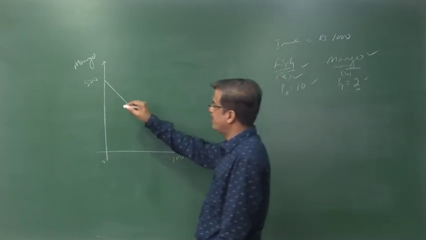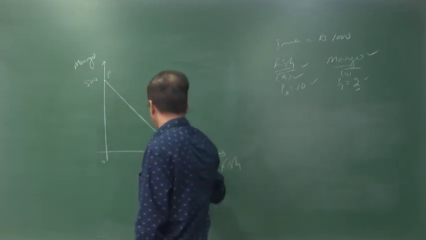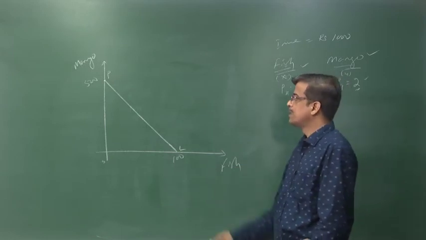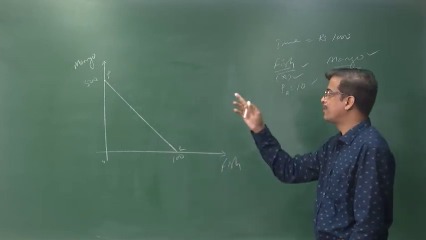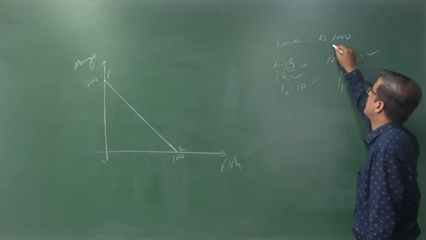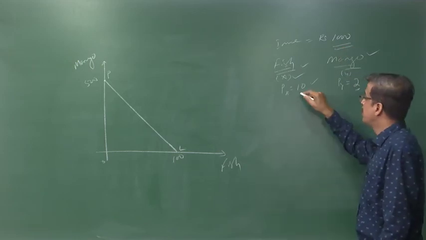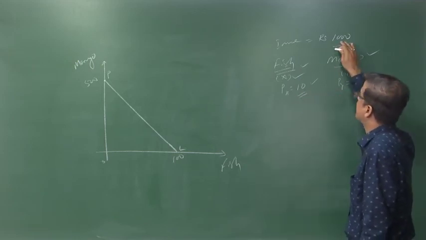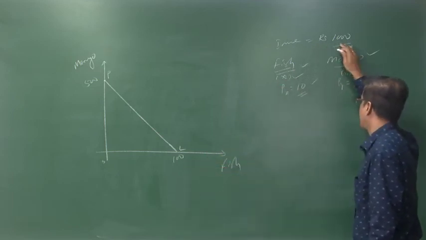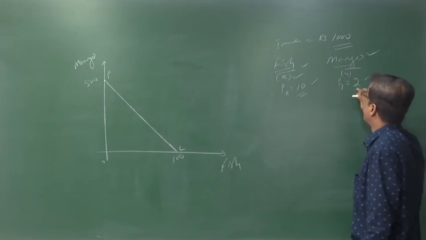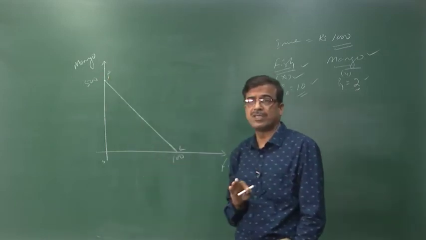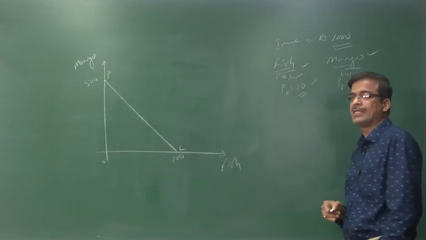By joining this line, we find the price line as the PL, or you can put any name with that, AB or something else. The price line, therefore, is written as the PL. This line will be traced considering the income to be 1000, price of fish is 10. That means if you spend the entire income on fish, the fish consumption will be 100. Similarly, if it is 1000 and the price of mango is 2, when you divide it, it will be 500. These are the two extreme points. By joining these two points, we trace the price line as PL.